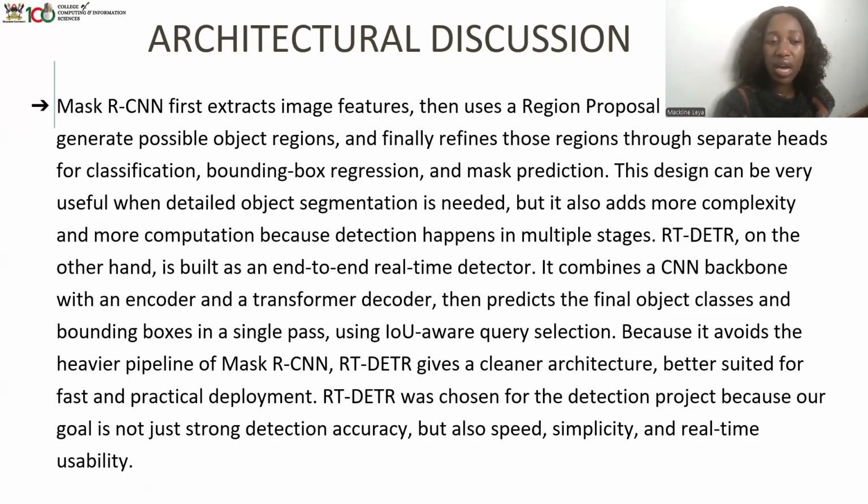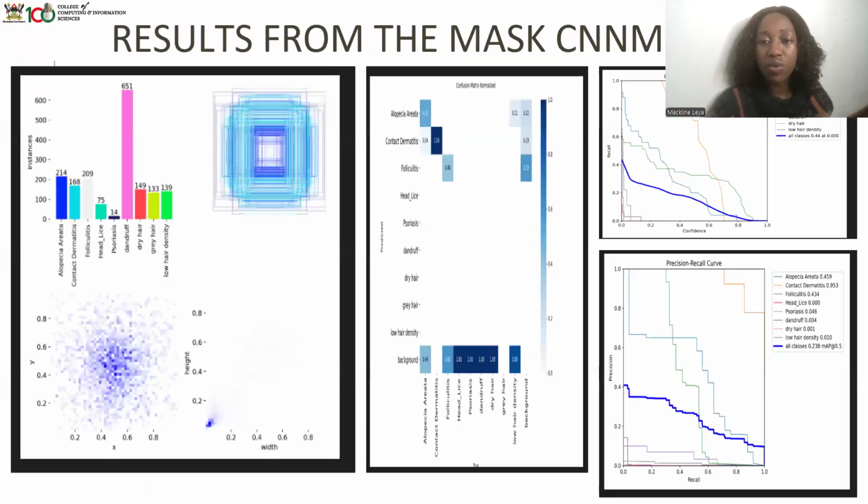We have less computation, and the goal is, here we are saying that we chose RT-DETR because our goal is not just strong detection accuracy, but also speed, simplicity, and real-time performance. Here I was using a use case where someone walks into the doctor's space and is being checked, then they take a scalp scan. How long does that person have to wait to get the results? If we have deployed this model, then someone will get their results there and then without wasting time. And this was an advantage for that.